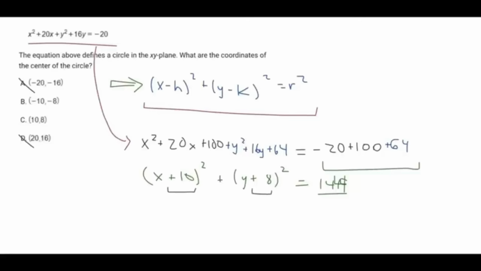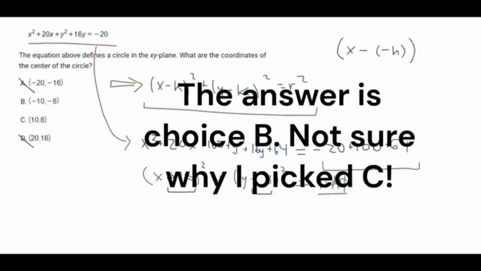Well, no. Because if we have a positive here, what that means is that h is negative and k is negative. Now, why? I'll give you a quick example here. If you have x minus, this is the standard form, and a negative value of h, it'll look like this, right? You're subtracting a negative, which gives you a positive, as you can see here. And therefore, our answer here is just 10, 8.